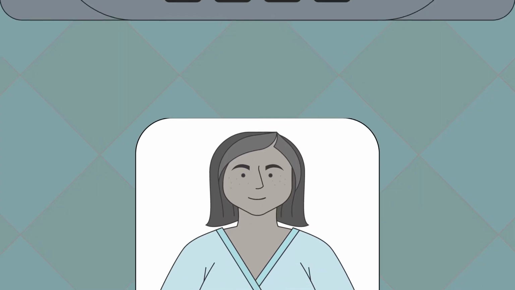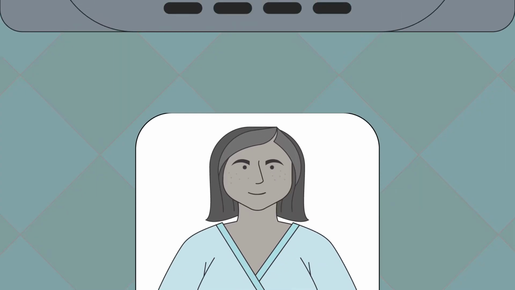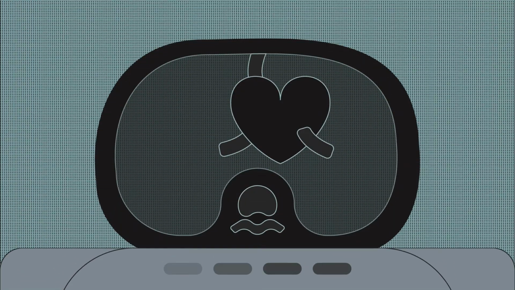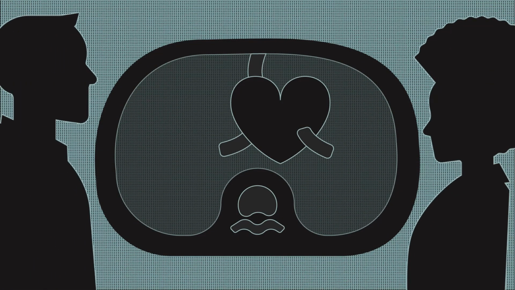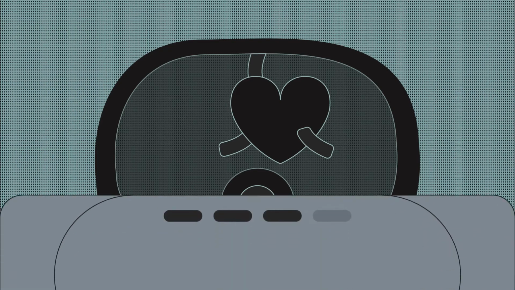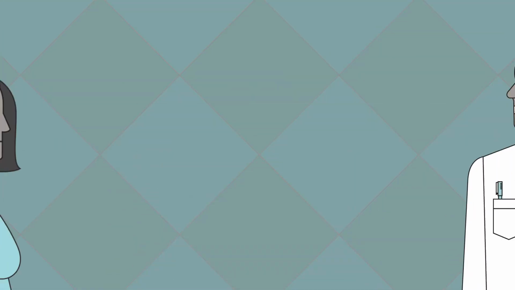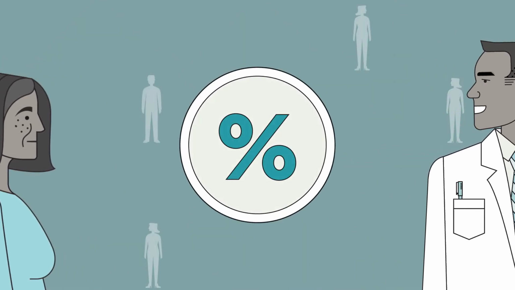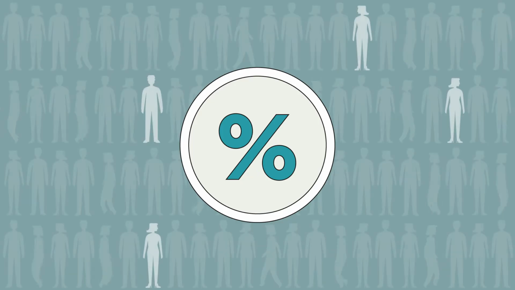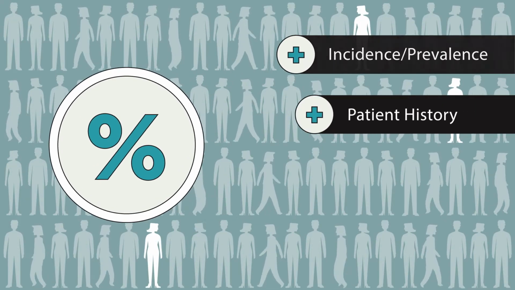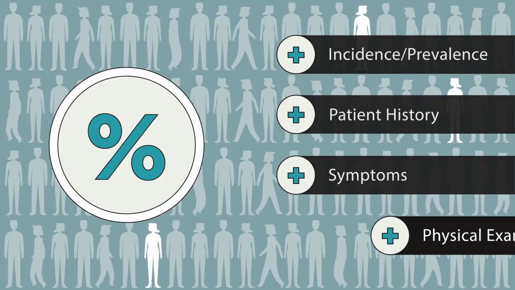While many diagnostic tests perform well, none are perfect. To interpret the result of a test and properly diagnose a patient, clinicians must first understand pretest probability, or the chance of disease in a patient before testing. Pretest probability is determined by comparing the incidence or prevalence of disease in the general population against patient-specific factors, such as patient history, symptoms, and findings on physical exam.